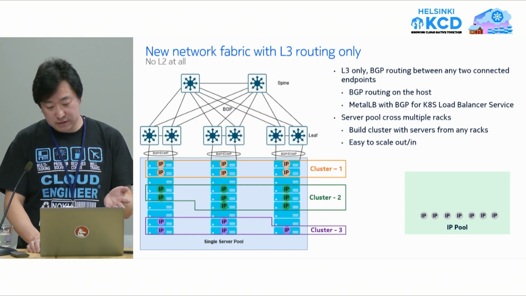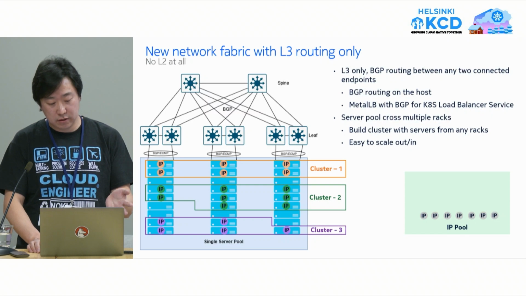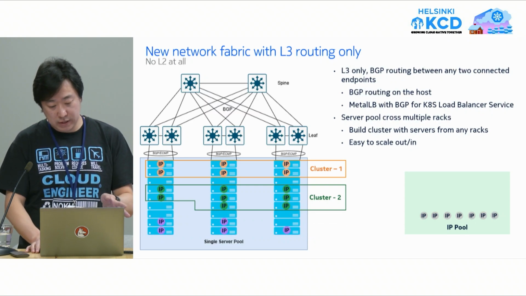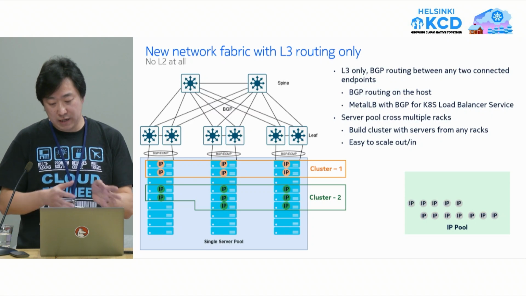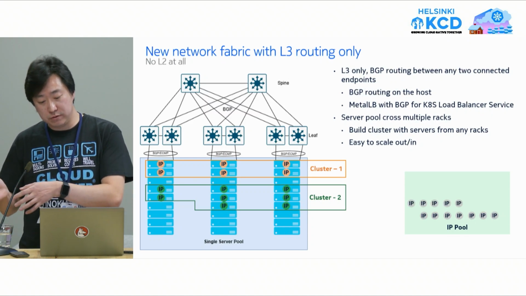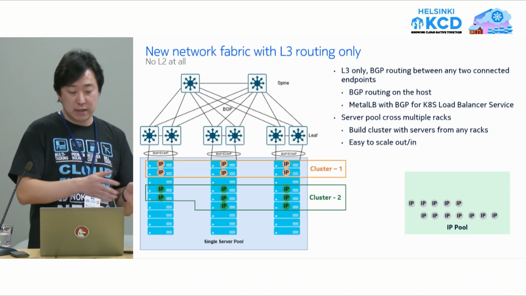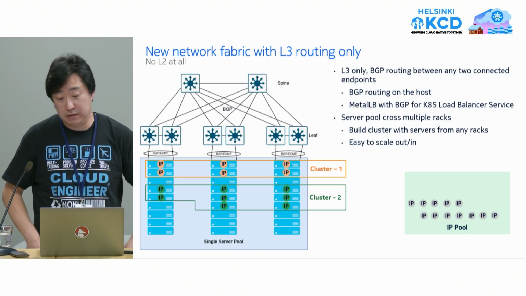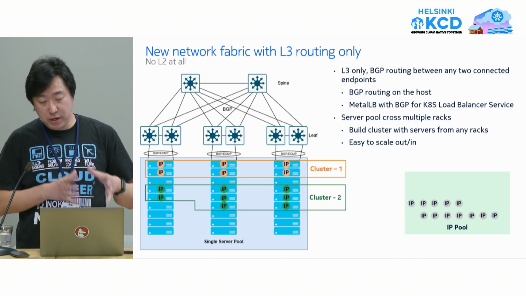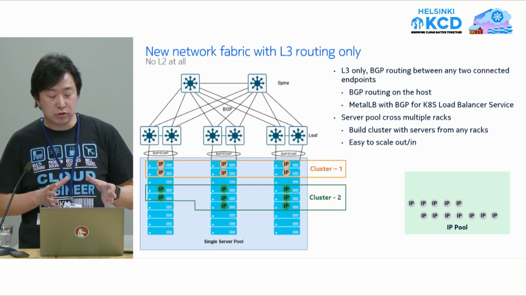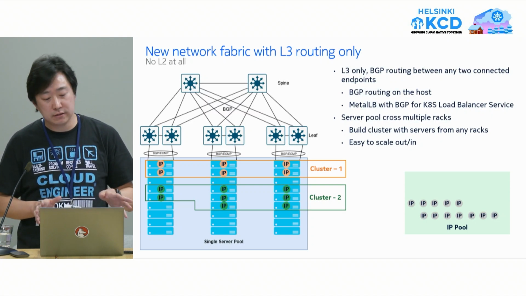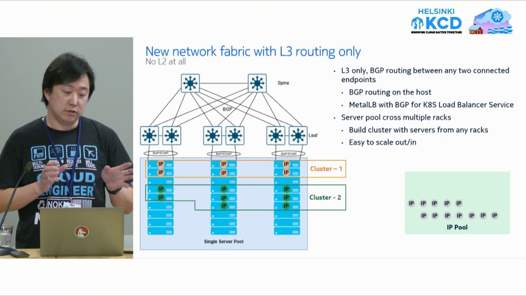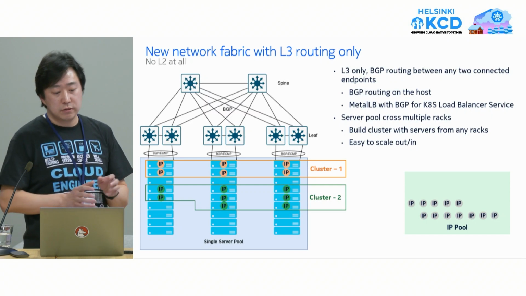And resource releasing becomes also easy. If we want to delete, for example, the cluster 3, we just delete the cluster, release the node, release the IP. So the IP go back to the resource pool, server go back to the resource pool, waiting to be allocated next time. So that breaks the boundary of the racks. So we can forget about the racks. There's no limitation from the racks. So we only talk about the server.